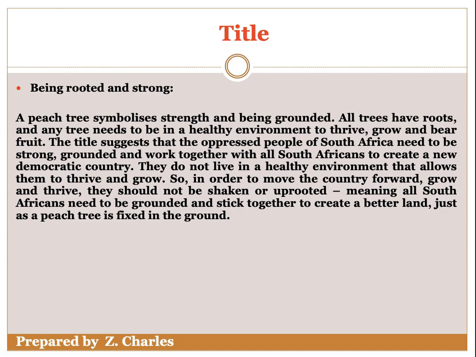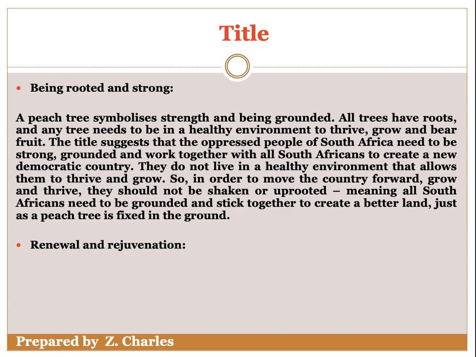All trees have roots, and any tree needs to be in a healthy environment to thrive, grow, and bear fruit. The title suggests that the oppressed people of South Africa need to be strong, grounded, and work together with all South Africans to create a new democratic country. They do not live in a healthy environment that allows them to thrive and grow. So, in order to move the country forward, grow, and thrive, they should not be shaken or uprooted, meaning all South Africans need to be grounded and stick together to create a better land, just as a peach tree is fixed in the ground.